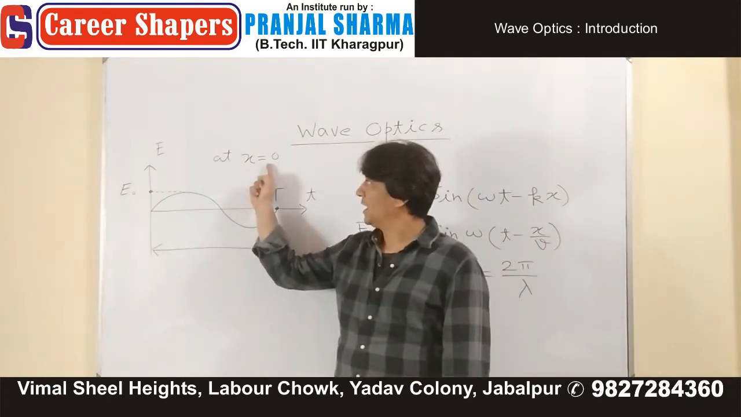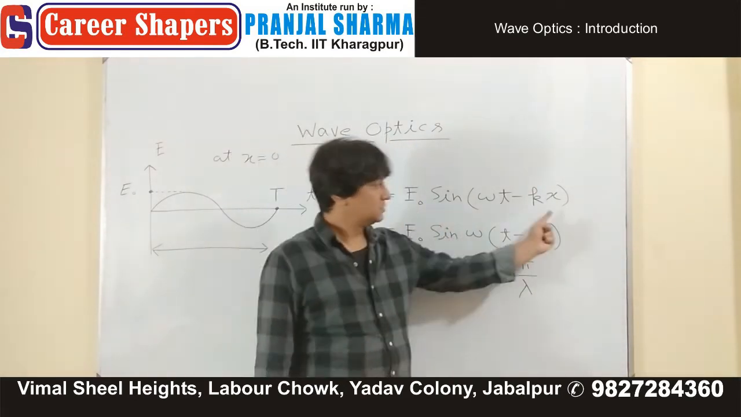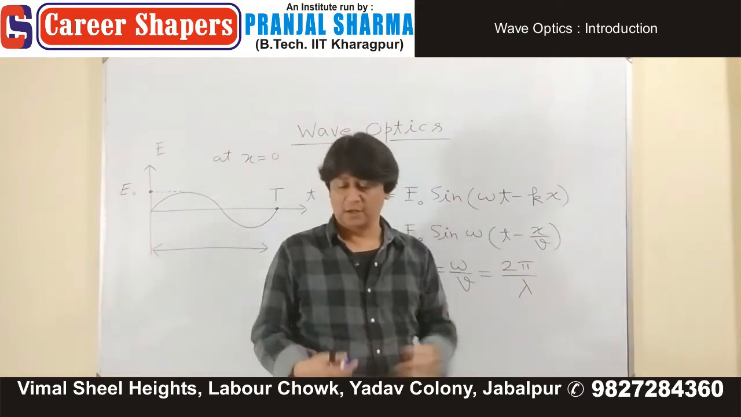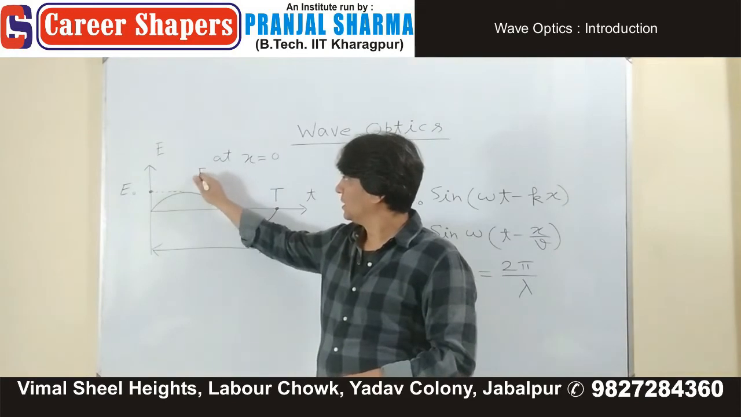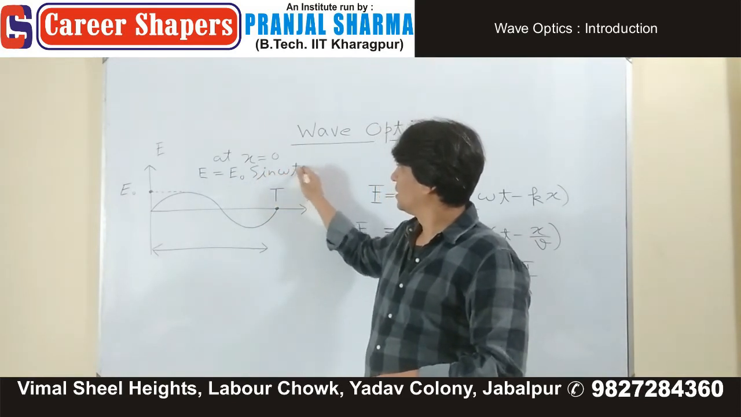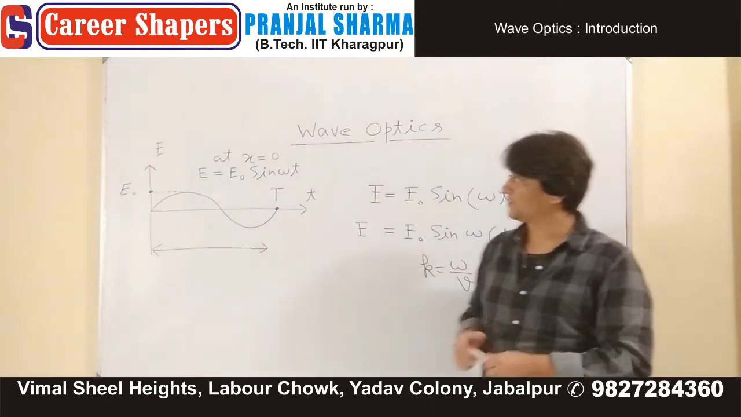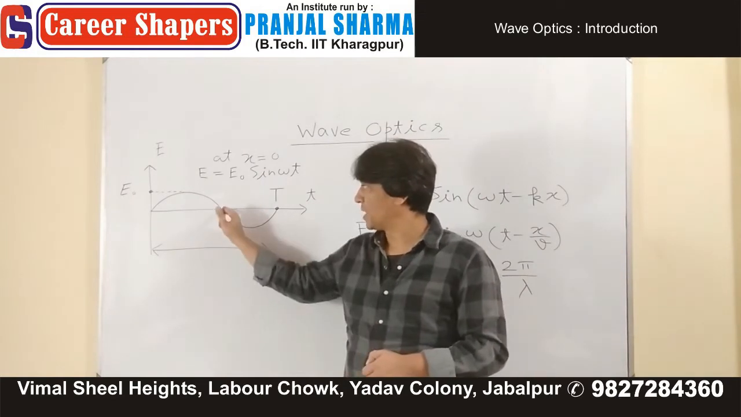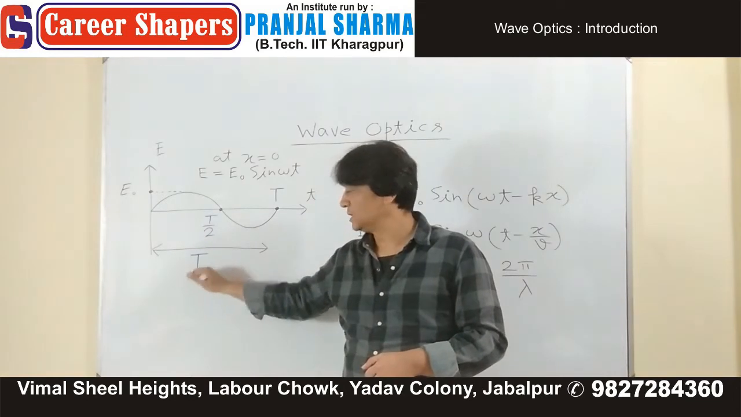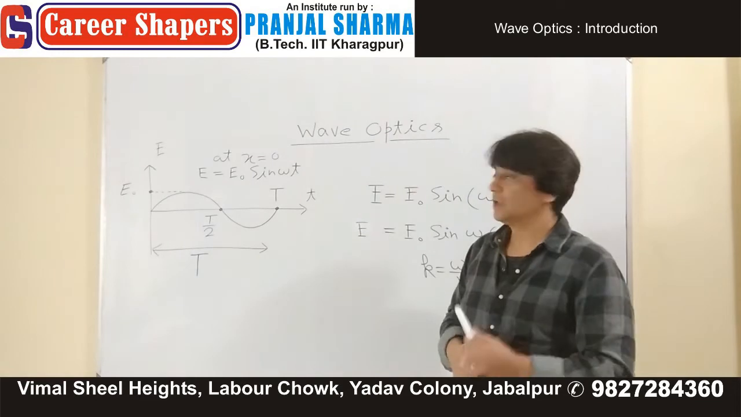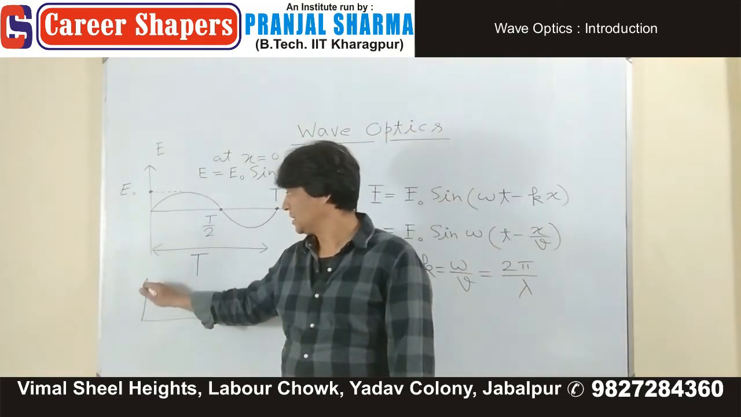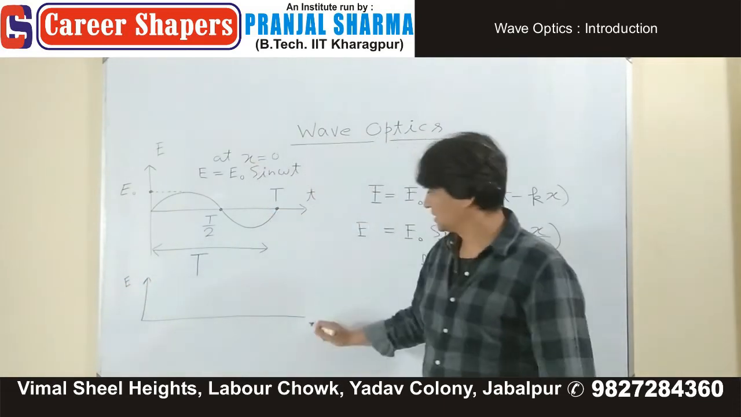Look here. At x equals to 0. If in this equation you put x equals 0, then you get what? E naught sine omega t. At x equals to 0, E is E naught sine omega t. And how do you draw the graph of sine? This is the graph of sine. What is written at this place? T by 2. What is this length? This whole length is capital T. It's not wavelength. Now, let's draw this graph again. E versus x.